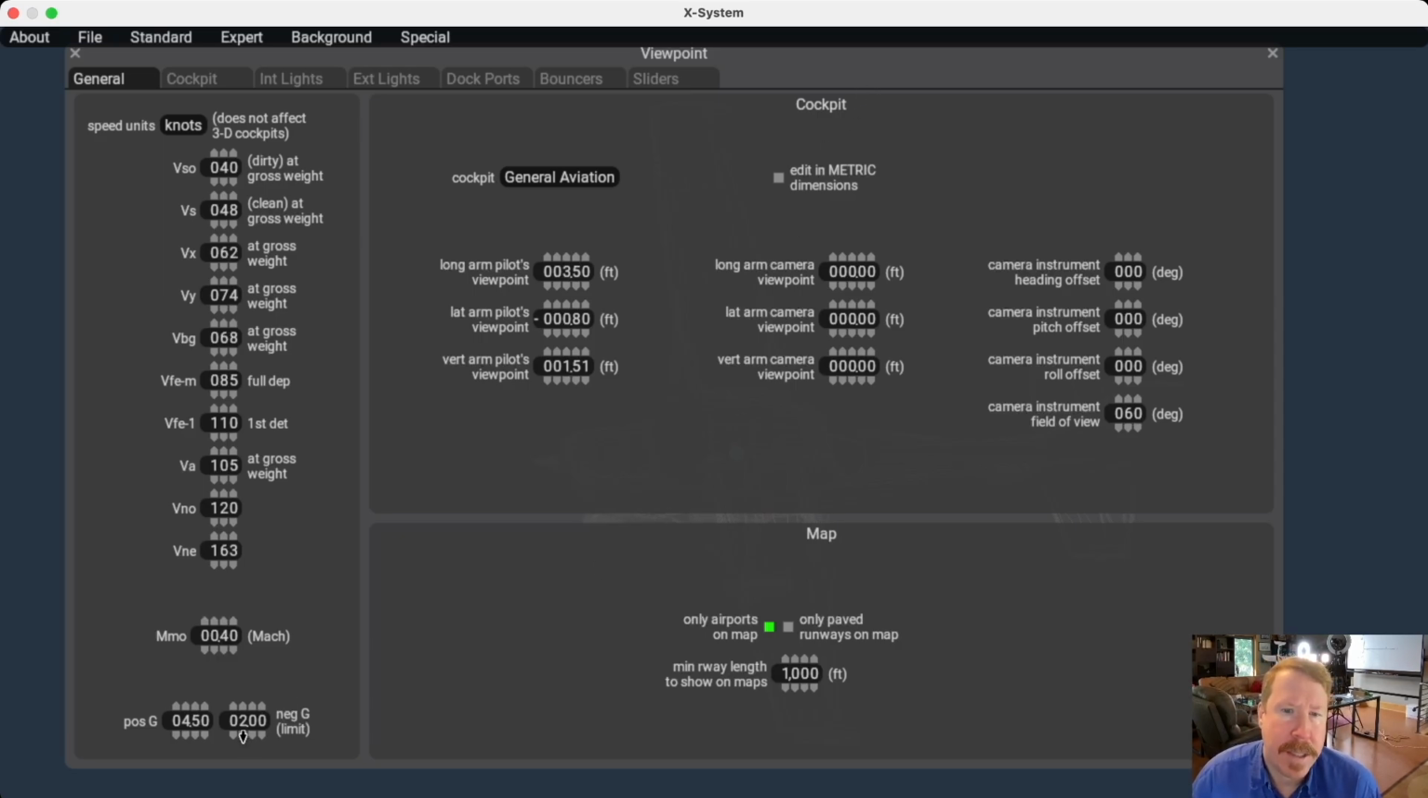And then you have your positive and negative G limits. And as you can see, these numbers were entered rather approximately in PlaneMaker because, as we've just gone over at the whiteboard, the normal category G loads are a little bit different than this. And as you see, the negative G limit is lower than the positive G limit, which is why it is possible to break the airplane even if you're below maneuvering speed.